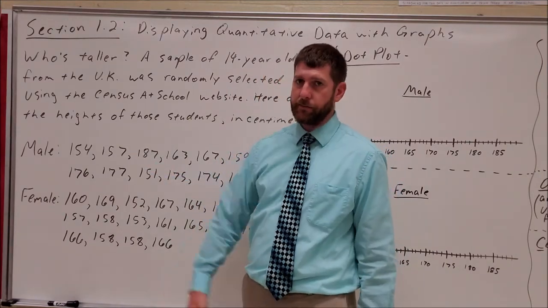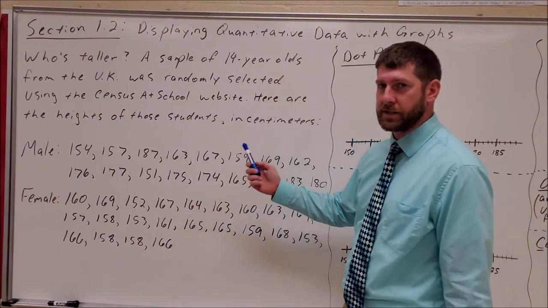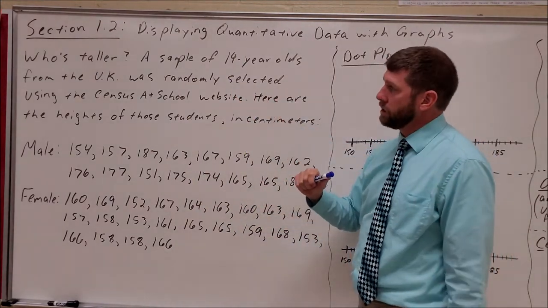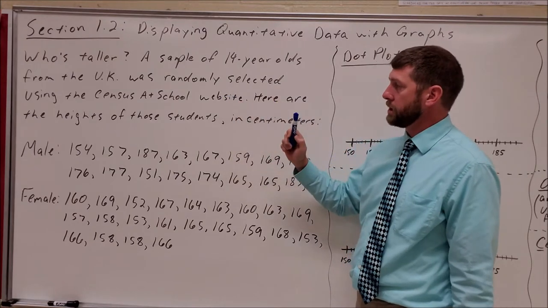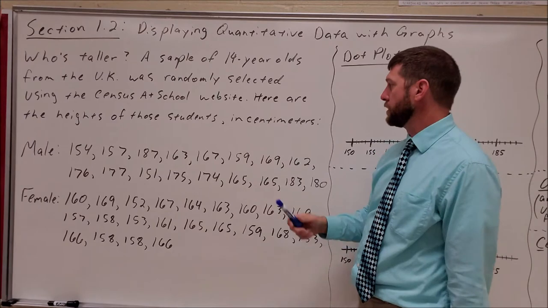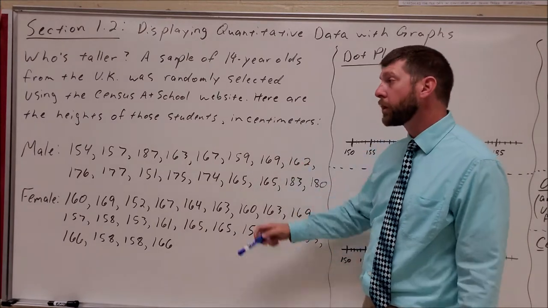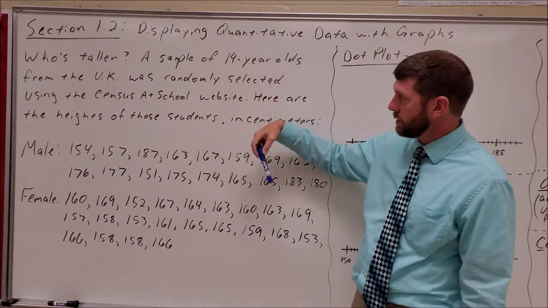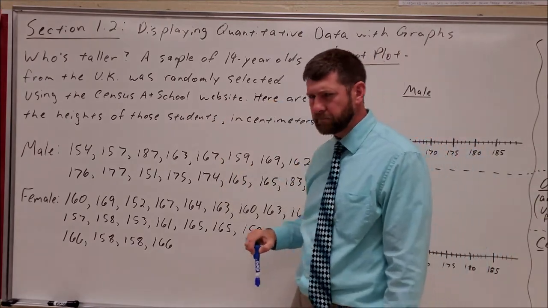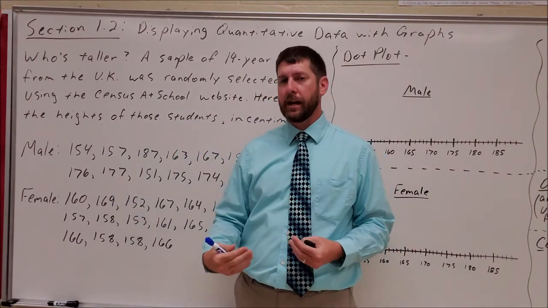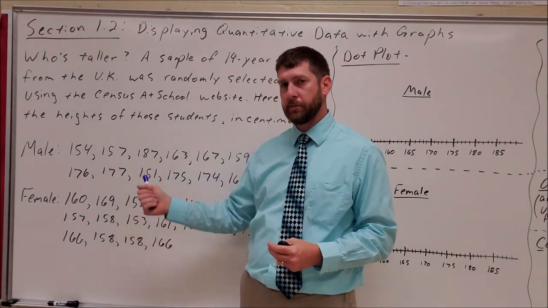All right, so our setup for today is this study right here. We want to know who's telling. A sample of 14-year-olds from the UK was randomly selected using the Census at School website. Here are the heights of those students, measured in centimeters. We've separated them into males and females. We've got all these male heights, and all these female heights. Because it's quantitative, it's a measurement, it makes sense to rank these people.